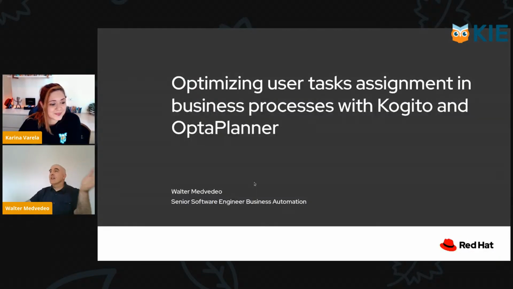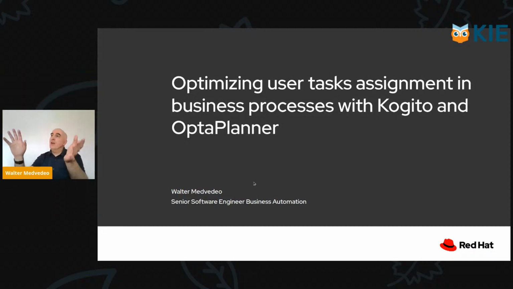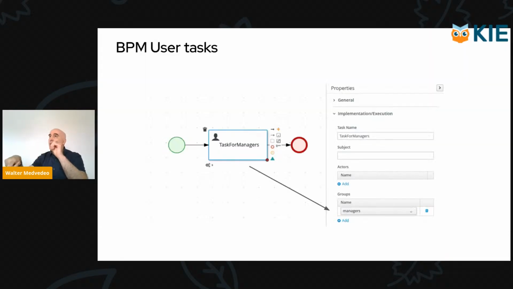Thank you. Yeah, so I say more or less that we will be talking about OptaPlanner, the Kogito business processes and how these two things can be mixed or combined in order to provide a different approach to the task assignments, right? So I will go very, very quick with the, normally when we have business processes, right, and we work with user tasks, a piece of the task configuration normally indicates which is the group of users that we expect to work on this task, right?